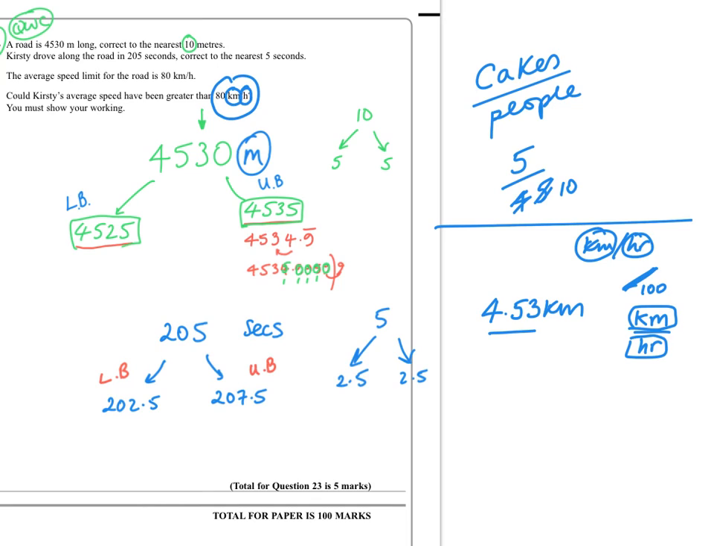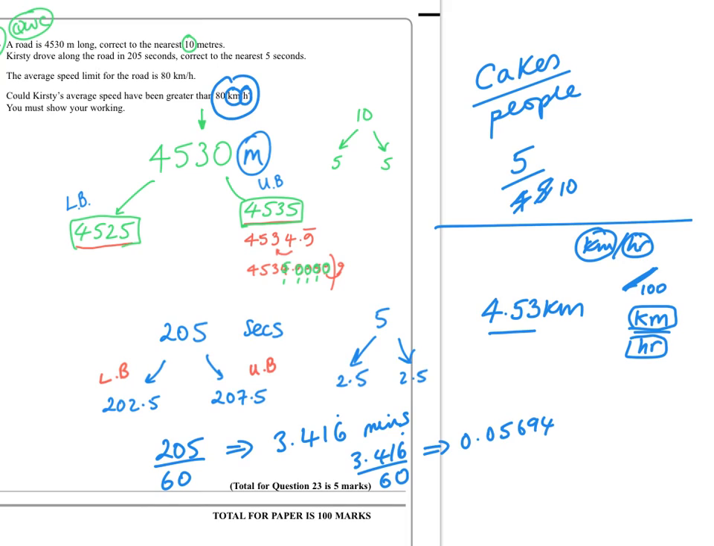And then in terms of the actual raw time here, we've got 205 seconds. And if we want to make that into an hour, how do we do that? This is reasonably difficult now because we want to change seconds into hours. So if we say 205 divided by 60, that'll be how many minutes? We've got 205 divided by 60, which gives us 3.416 recurring minutes. And if we divide that by 60 again, we'd get 0.05694 recurring hours.